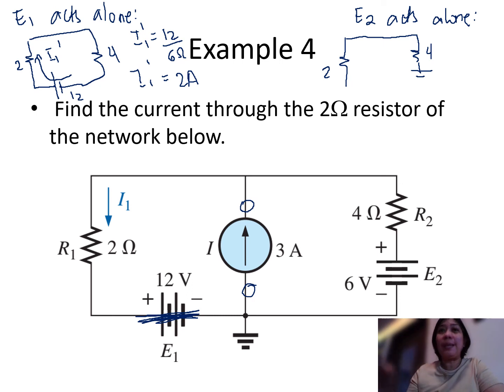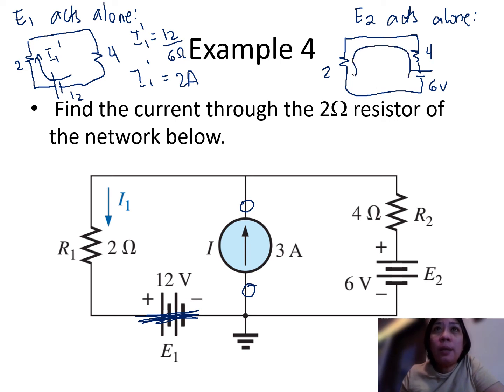Okay, so again, a series circuit. So what is the direction? So this is 6 volts. So what will be the direction? Like this, negative to positive. So this is our I1 double prime. Look at their direction. They are opposite.